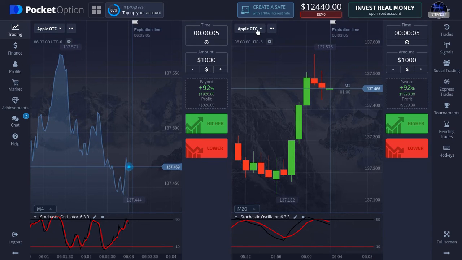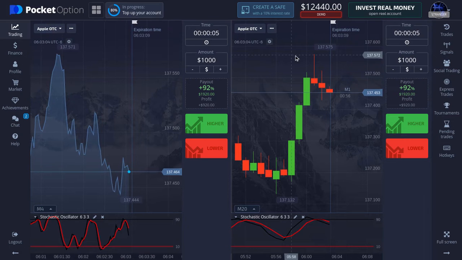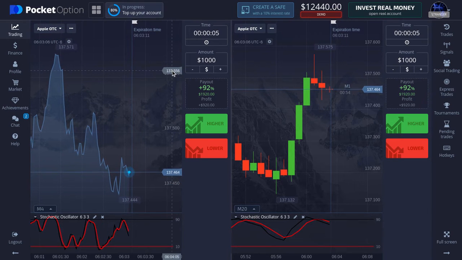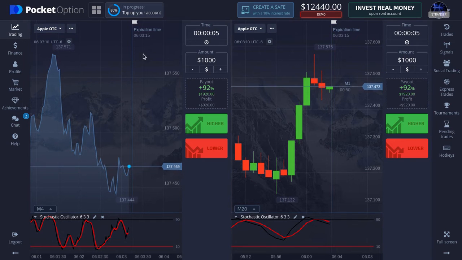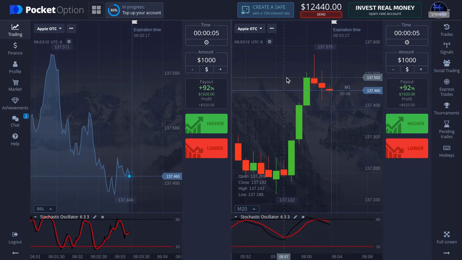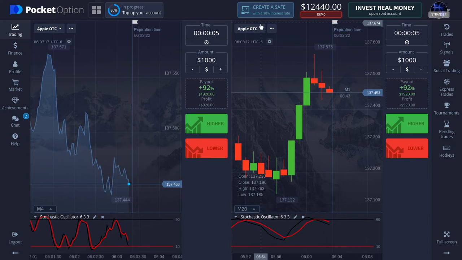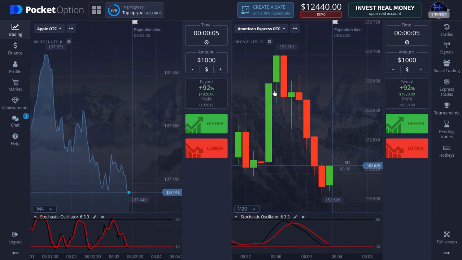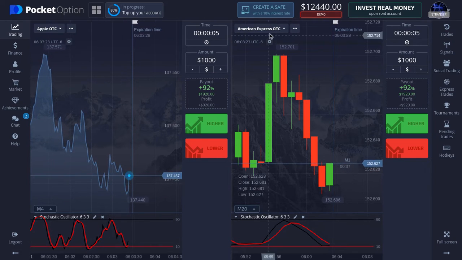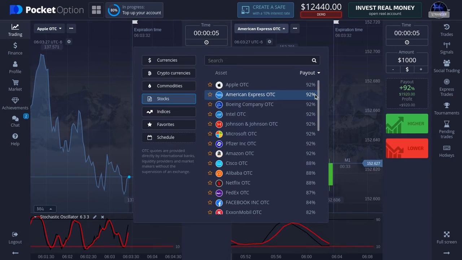So let's just find another chart and see if we can find something decent. You want to make sure that you have the same chart on both sides. So when you're looking here, once you find something you like, make sure you change your line chart to the same. Real quick, another thing to look for is the percentage of the payout. Right here on the right side, it shows you what percentage it pays out.